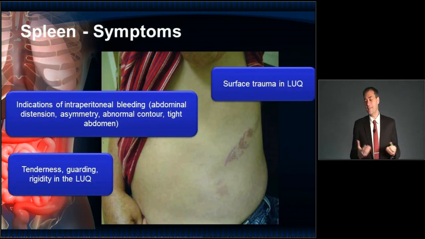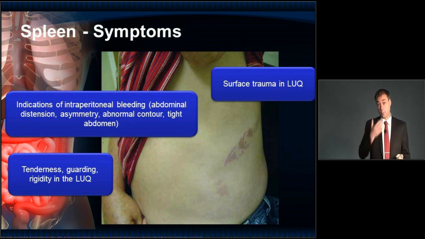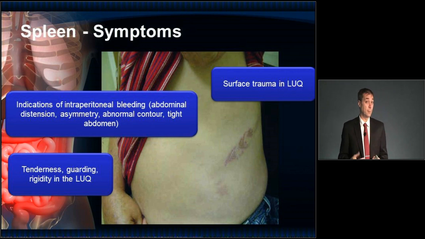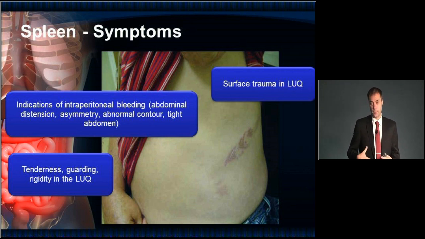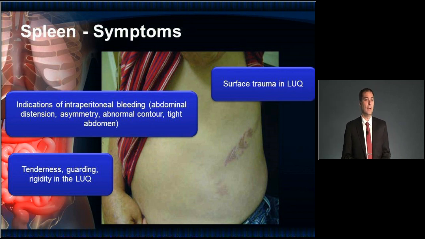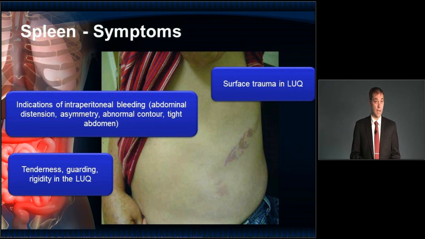Some of the symptoms of splenic trauma: you may see surface trauma in the left upper quadrant. Now, if the capsule ruptures, then you will see blood, and there could be bruising or distension on the left upper quadrant. You may see indications of intraperitoneal bleeding like abdominal distension, asymmetry, abnormal contour of the abdomen with an increased swelling on the left side, or a tight abdomen to palpation. And the patient's most likely to experience tenderness and guarding and rigidity in the left upper quadrant.